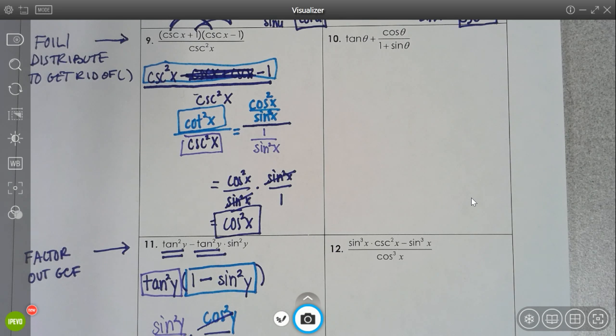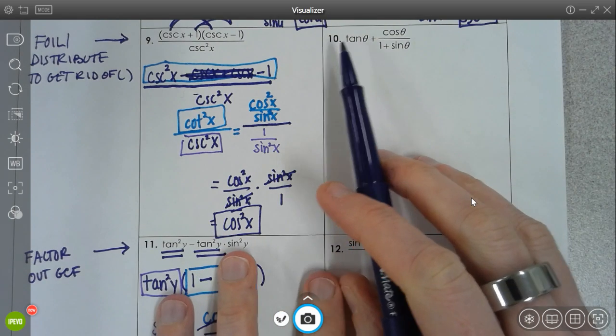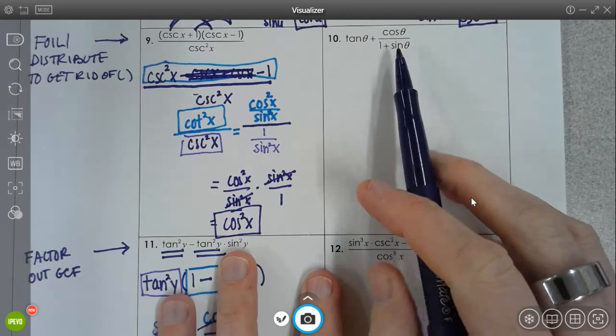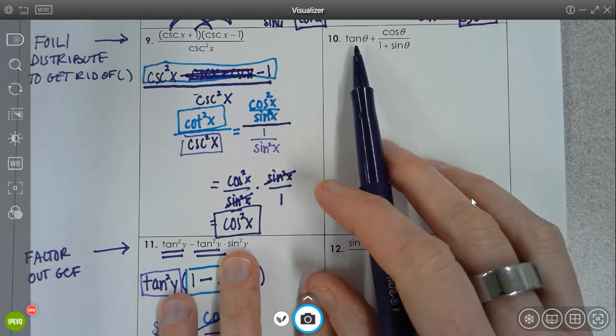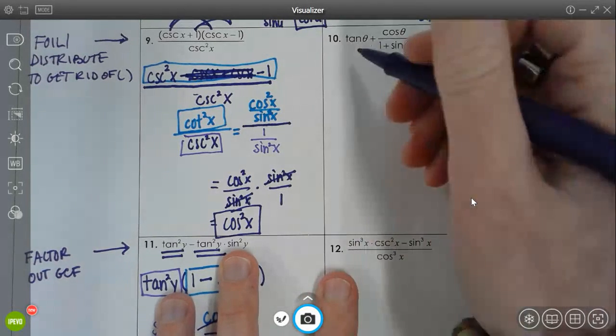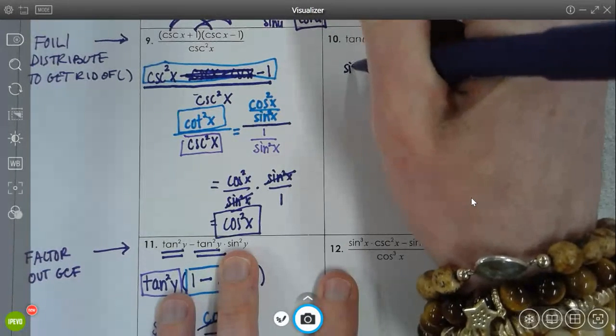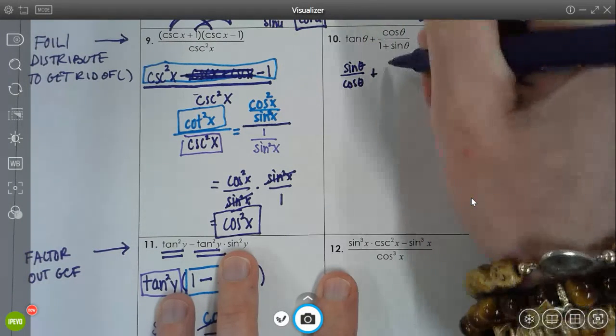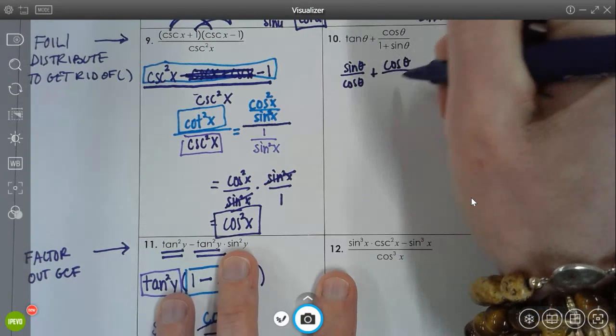So we're going to walk through those last two examples that we did not get a chance to complete in class today from the notes. So in number 10, the first thing we're going to notice is that the second part of this problem is a fraction. So a good idea might be to use some identities to rewrite tangent theta as a fraction. And if we use our quotient identities, we know that we can rewrite this as sine theta divided by cosine theta. And then we'll leave the second fraction alone.